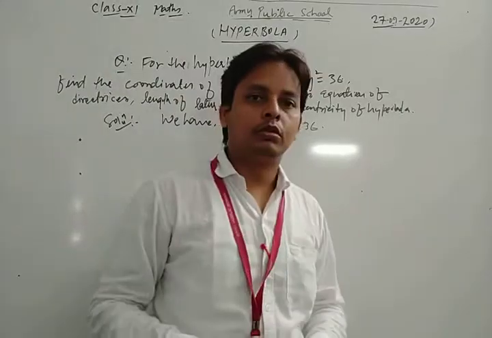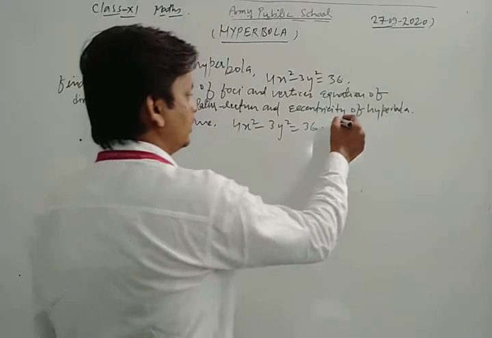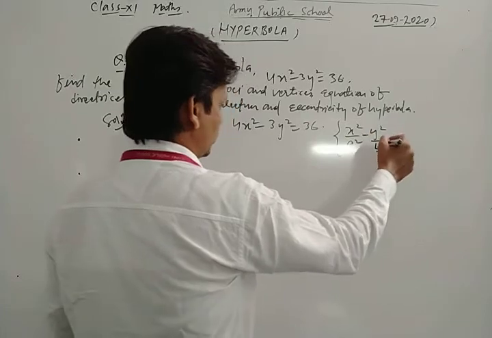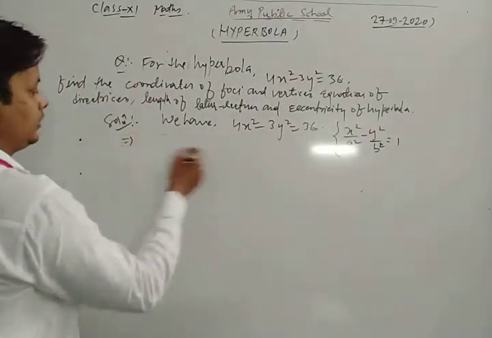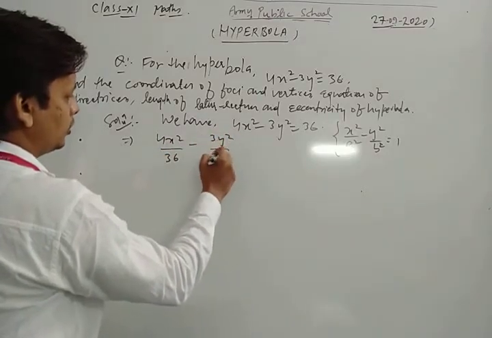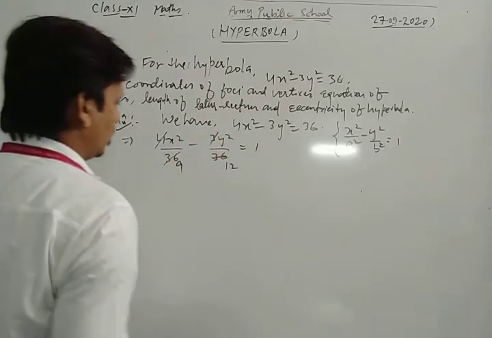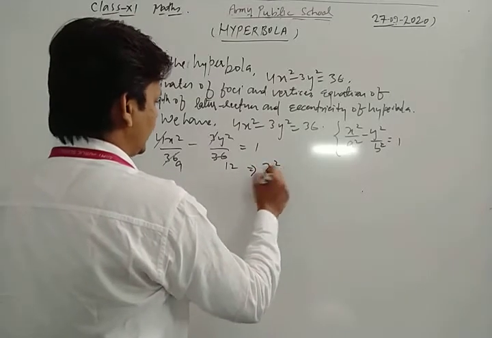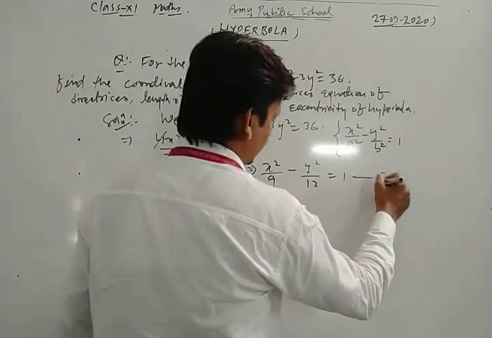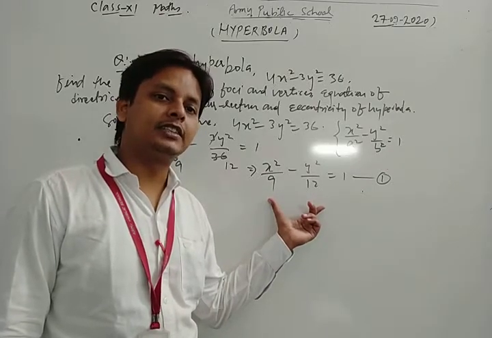Then what do I do? Dear students, first we convert it into the standard equation form of the hyperbola, meaning x square upon a square minus y square upon b square is equal to 1. Okay, now look, we can write the given equation this way: 4x square upon 36 minus 3y square upon 36 is equal to 1. Now look, 4 nines are 36 and 3 twelves are 36. Now we have x square upon 9 minus y square upon 12 is equal to 1. Take this as equation number 1. Dear students, this is the equation of the hyperbola in its standard form.